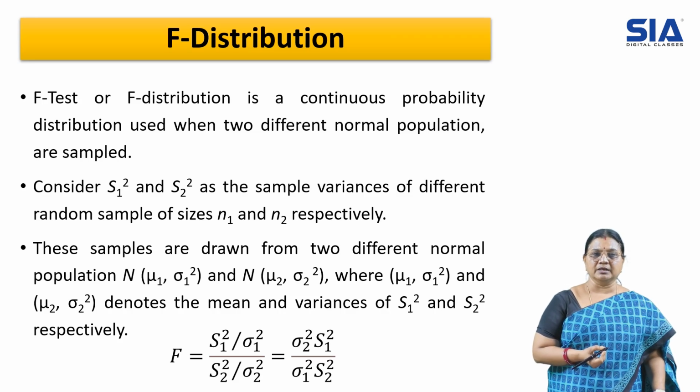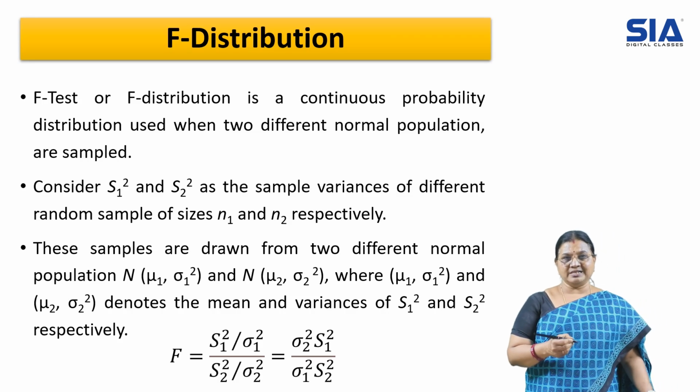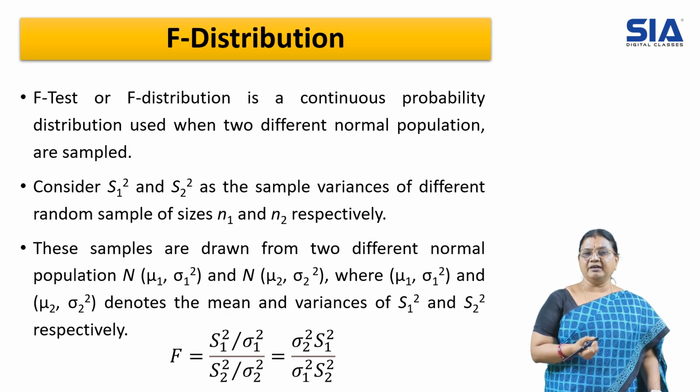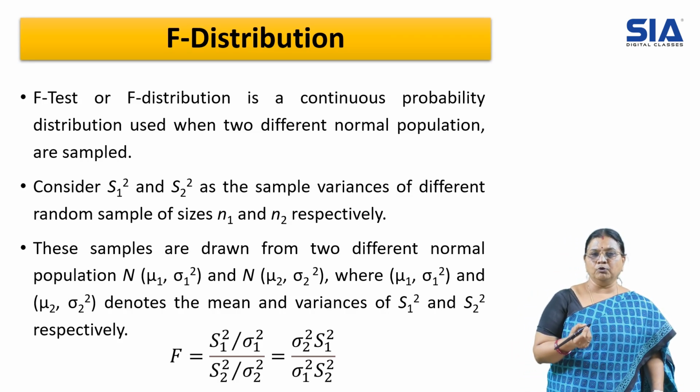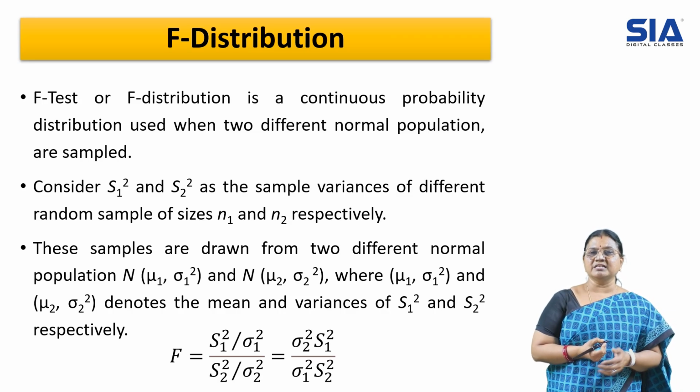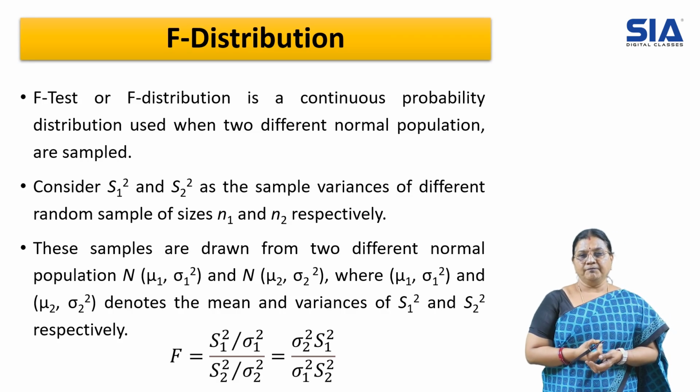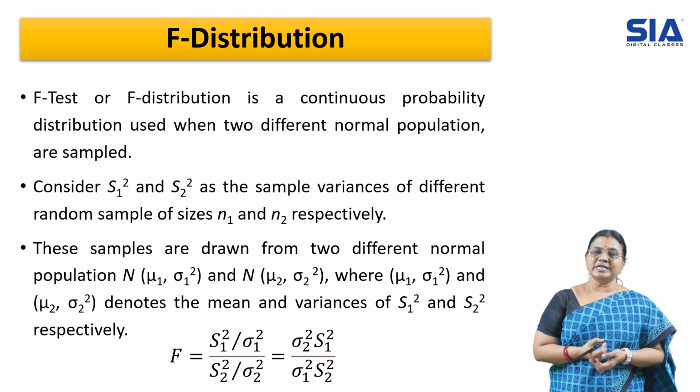So there are two sets of samples here. These samples are drawn from two different normal populations, that is N(mu1, standard deviation 1) and N(mu2, standard deviation 2), where mu1 and standard deviation 1 and mu2 and standard deviation 2 denote the mean and standard deviation. The square of the standard deviation we say is the variance of S1 and S2 respectively.